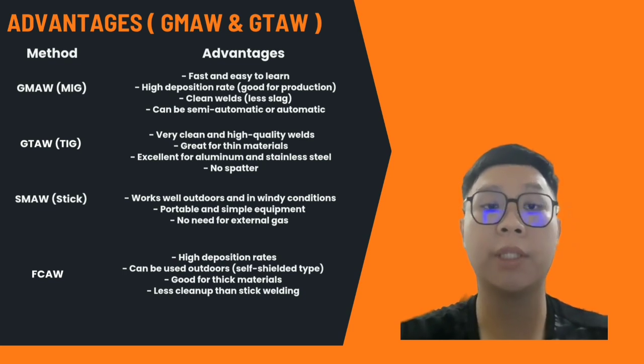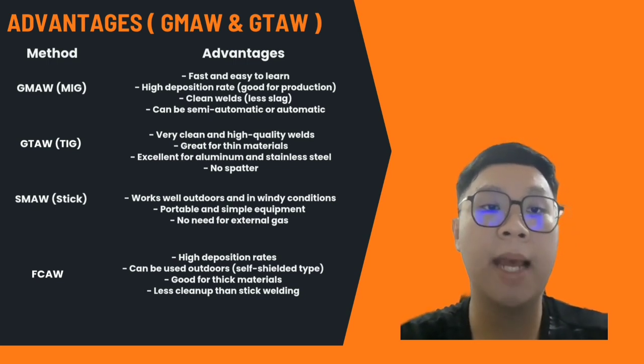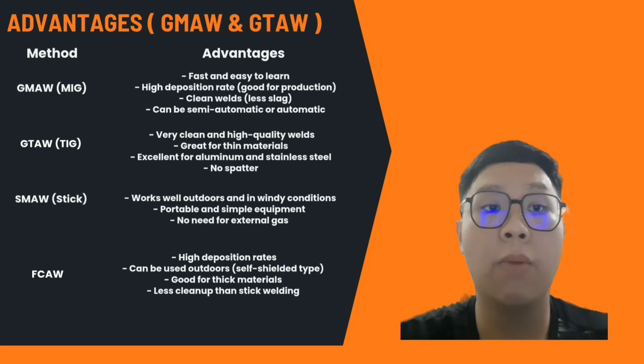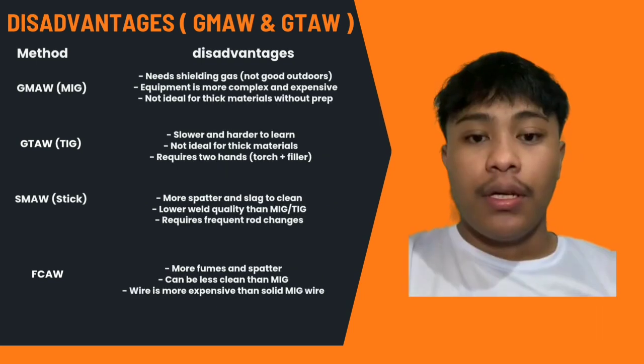Requires frequent rod change. So how about FCAW? More fumes and spatter. Can be less clean than MIG. Wire is more expensive than solid MIG wire.